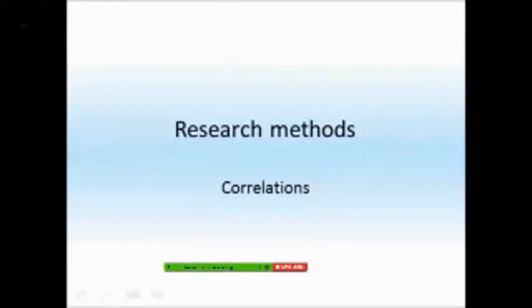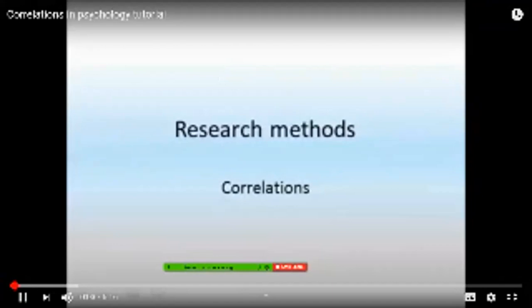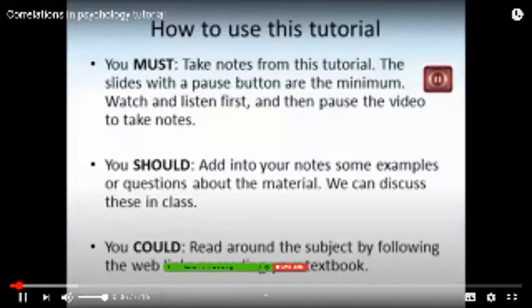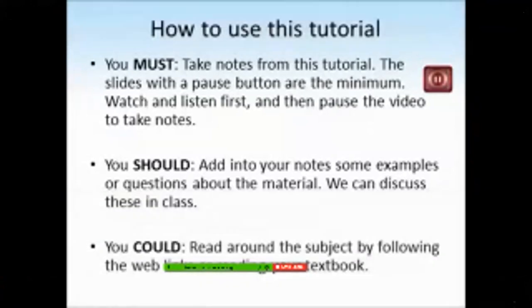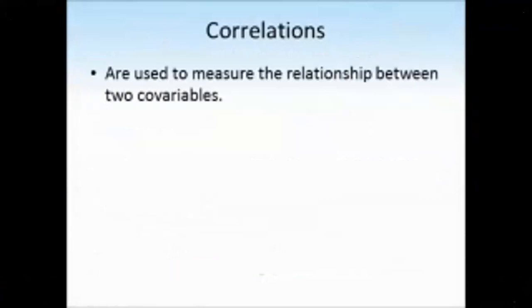Hello everyone, welcome to this research methods tutorial about correlations. I'm sure you know all this by now, so if you do want to go over it again, then just pause the video here and have a read through. So let's talk about correlations. They're used to measure the relationship between two covariables. So we're looking at two things that might vary or change together. Remember, correlations do not have independent and dependent variables because we're not deliberately manipulating one thing and measuring another thing. It's just two measurements that may or may not change with each other.